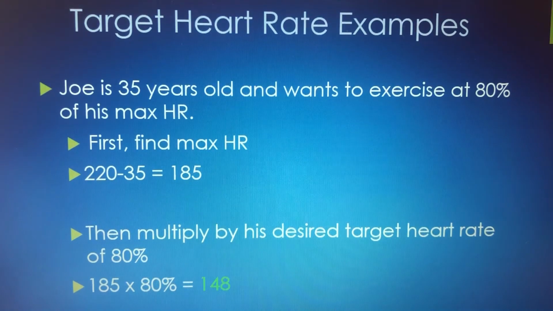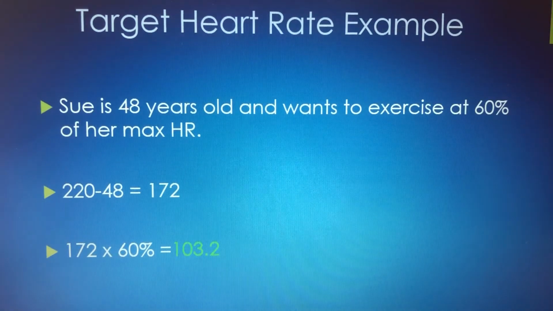We'll do one more example here. Sue is 48 years old, and she wants to exercise at 60% of her max heart rate. So again, first we find her max heart rate, 220 minus her age, which is 48, that's going to give us 172. And then she wants to exercise at 60% of her max, so we would take 172, multiply it by 60%, and that's going to give us 103.2.